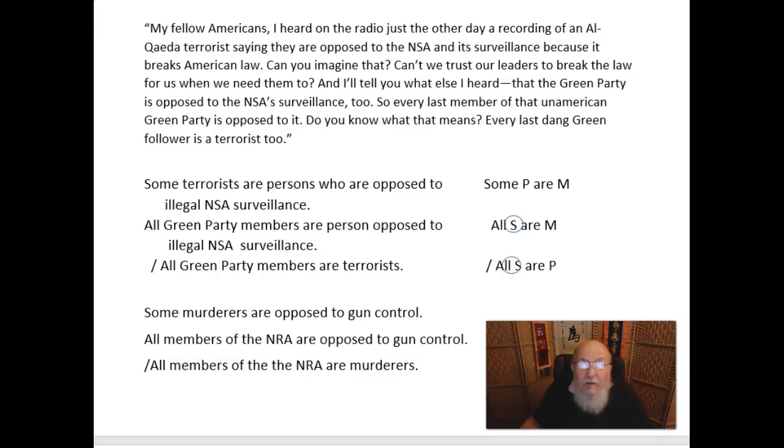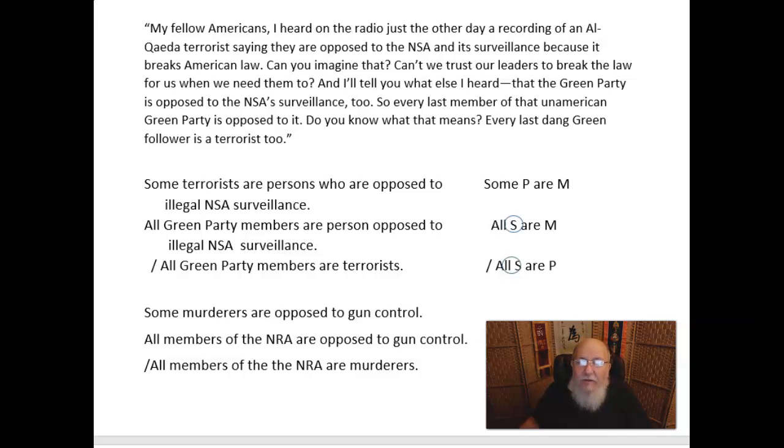But my fellow Americans, I heard on the radio just the other day a recording of an Al-Qaeda terrorist saying they're opposed to the National Surveillance Agency and its surveillance because it breaks American law. Can you imagine that? Can't we trust our leaders to break the law for us when we need them to? And I'll tell you what else I heard. That the Green Party is opposed to NSA surveillance too. So every last member of that un-American Green Party is opposed to it. Do you know what that means? Every last dang Green follower is a terrorist too.